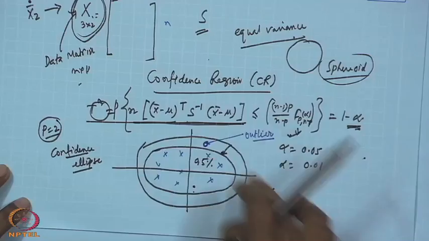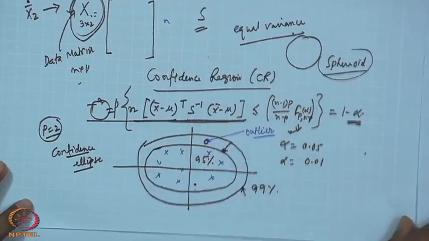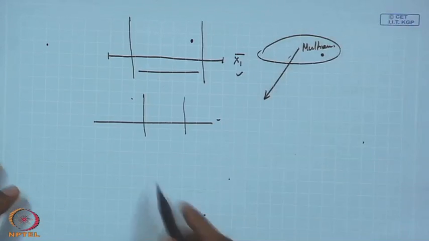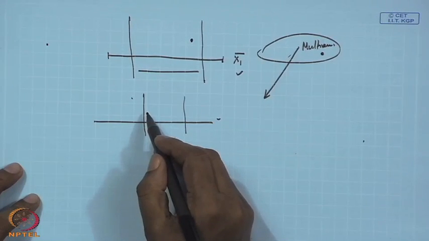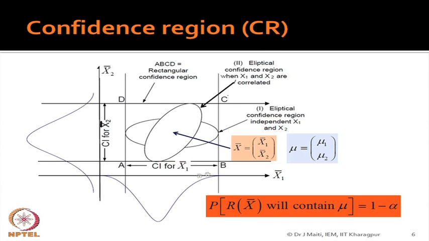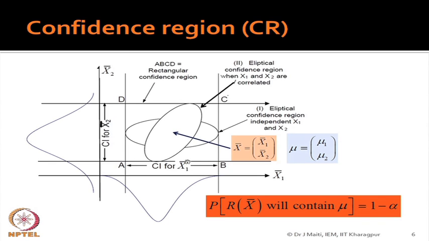The problem with this confidence ellipse is manifold. What is this? You are getting a region, but you cannot make a decision based on this region; you only say that okay, it is an outlier. For example, it may so happen that the point is here, which is an outlier or out of control. For which variable is it? Is it out of control for variable x1 or out of control for variable x2?